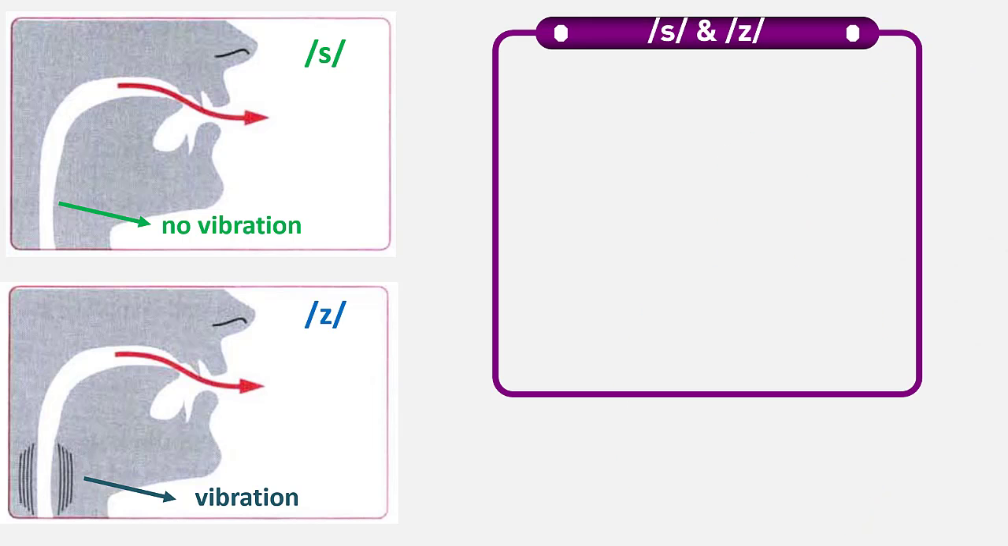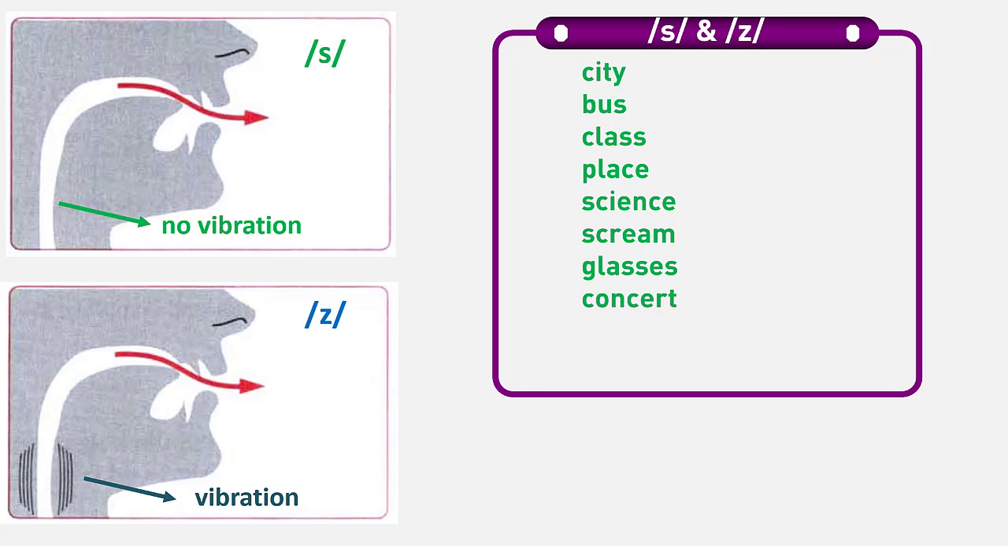Now let's look at some examples of each of these sounds. First, we'll look at the s sounds. City, bus, class, place, science, scream, glasses, concert, place, mix.